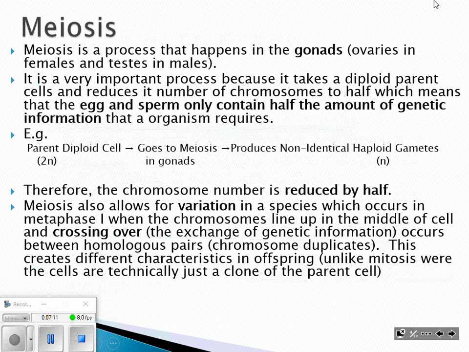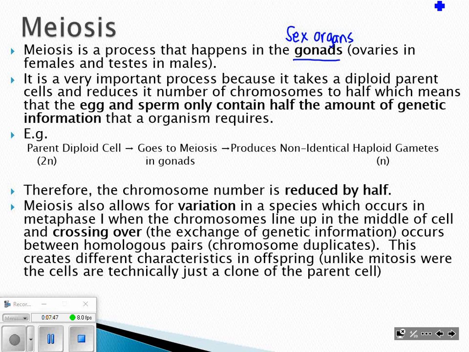So meiosis happens in the gonads, and that's kind of a funny word, but gonad is just a general term for the sex organs. Okay, so in females, the main sex organ is the ovaries, and in males, it's the testes. So rather than saying ovaries in females, testes in males, we can just say gonads, and it's a little bit more succinct, okay? But that's what it means.